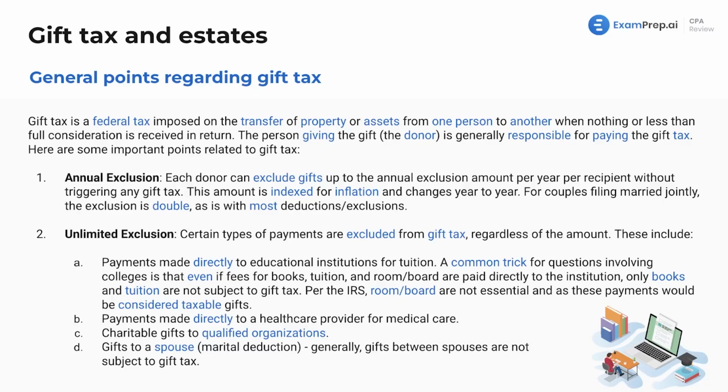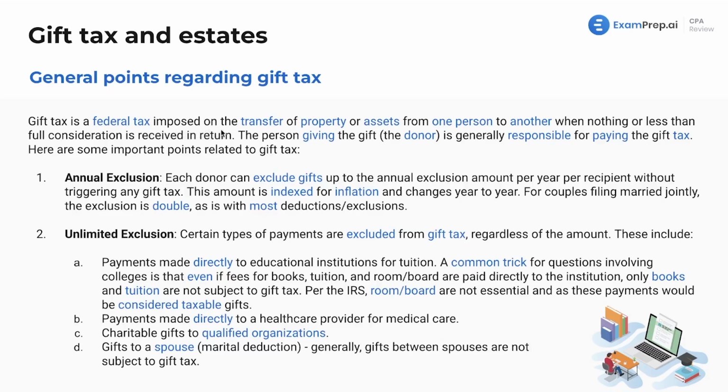Here are some good general points regarding gift tax. Now, we've got gift tax being a federal tax. Keep in mind, that's 99% of what we're seeing on this exam is federal taxation. We're not really dealing with states. We mentioned states and local municipalities and their impact, but that's few and far between.